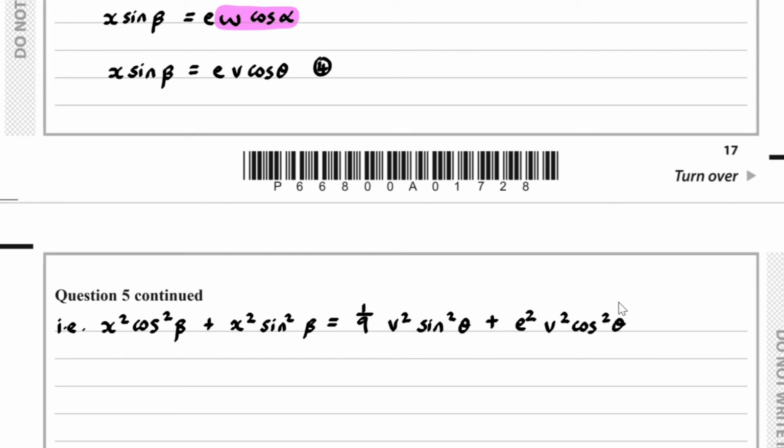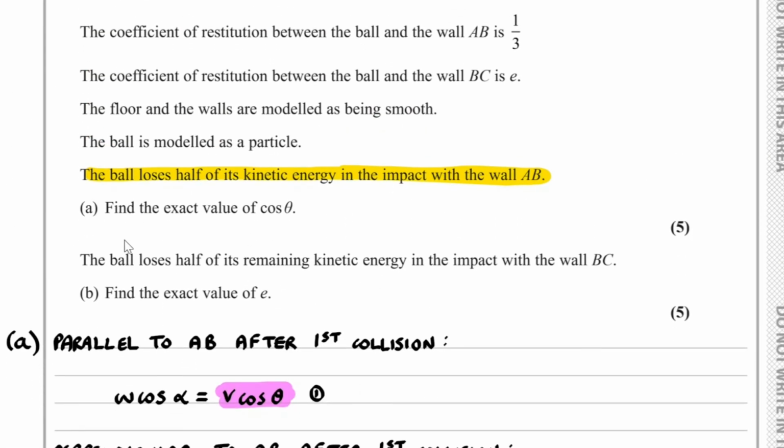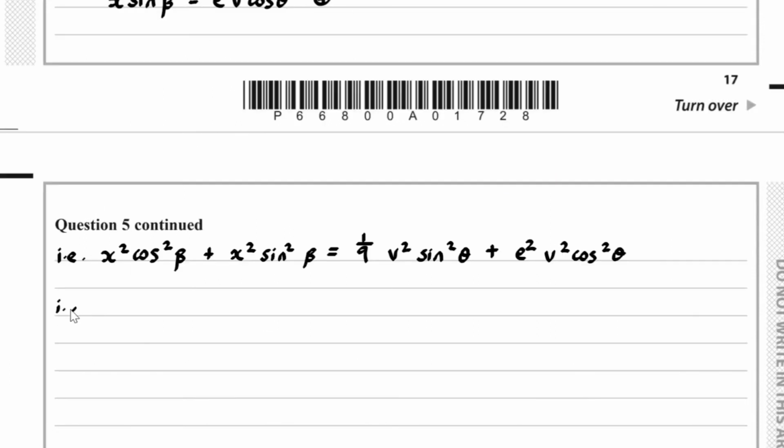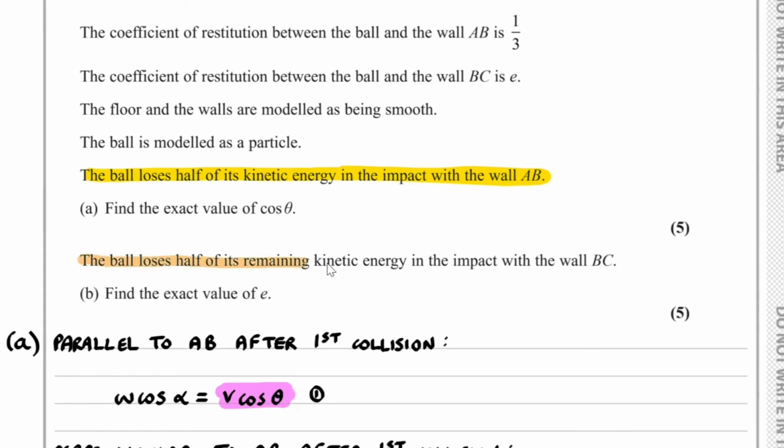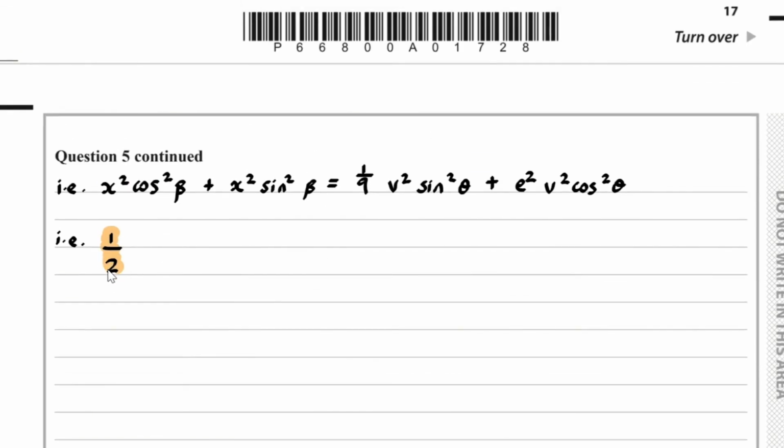So, if I use the statement in the question, the ball loses half of its remaining kinetic energy in the impact with the wall BC. From that, we can say that 1/2, so this 1/2 comes from the fact that the ball loses half of its remaining kinetic energy in the impact with the wall BC. We've got 1/2 lots of the one half times one half m v squared.